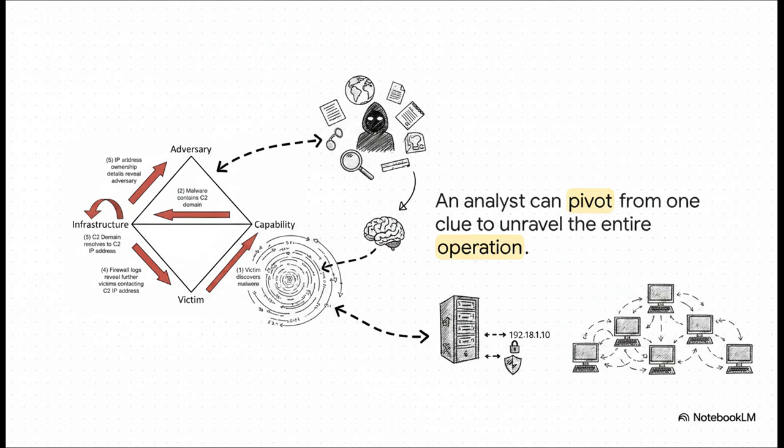Then they can pivot again from that domain to find other victims that are also communicating with it. And from those victims, they might find clues that point directly to the adversary. It's like a chain reaction. One single clue can literally unravel the entire operation.